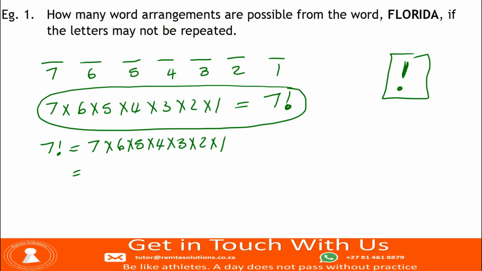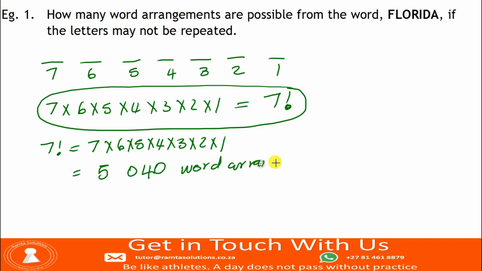So now take your calculator and say 7 factorial. When you take 7 factorial, you will get 5040, I believe. 7 factorial must be 5040. So it's 5040 what? Words, or word arrangements.